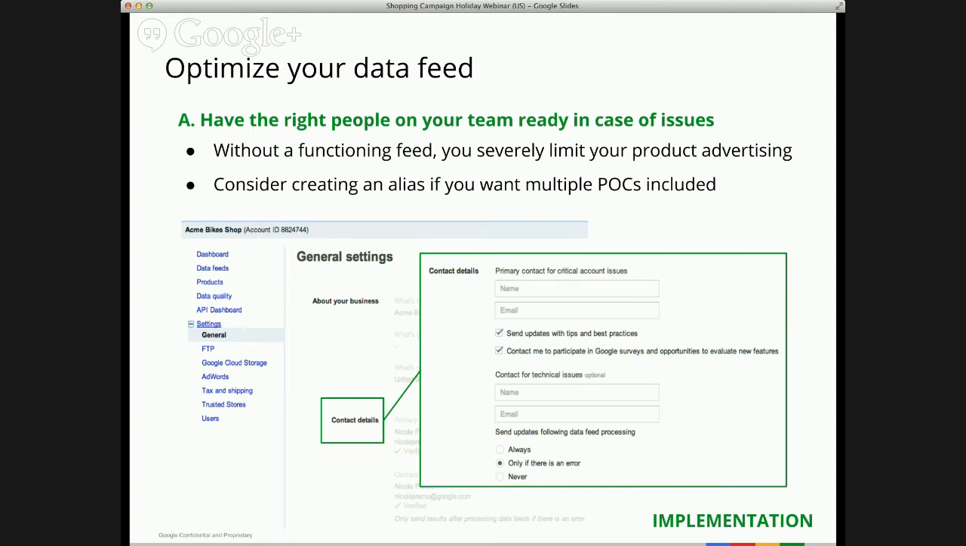So as a starting point, you want to make sure that whoever is responsible for your feed is setting up the appropriate alerts in the general settings of their Merchant Center account. The Merchant Center account allows you to specify critical account issue contacts as well as technical issue contacts. And at the end of the day, we strongly recommend that you create an alias of multiple points of contact, so you're not relying on one person who may be out or not checking the email. You can make sure that multiple people who need to be aware and can take action on the issues are alerted when things come up.